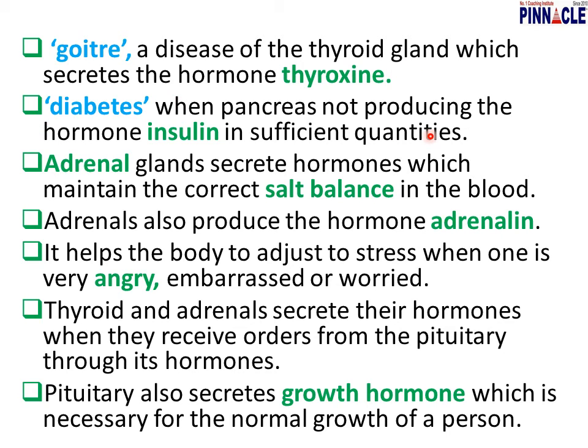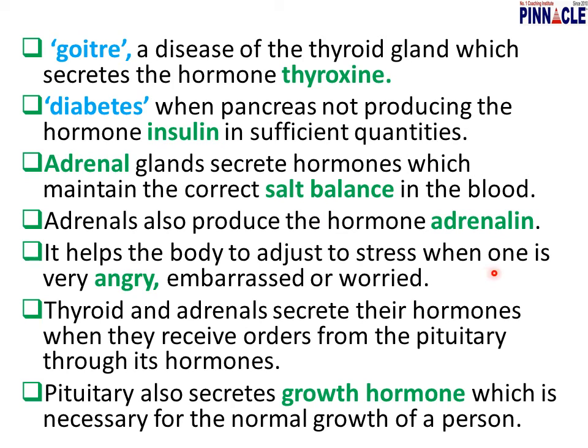Diabetes: when the pancreas is not producing the hormone insulin in sufficient quantities, then we will suffer from diabetes. Adrenal glands secrete hormones which maintain the correct salt balance in the body. This is the role of the adrenal gland. Adrenals also produce the hormone adrenaline.